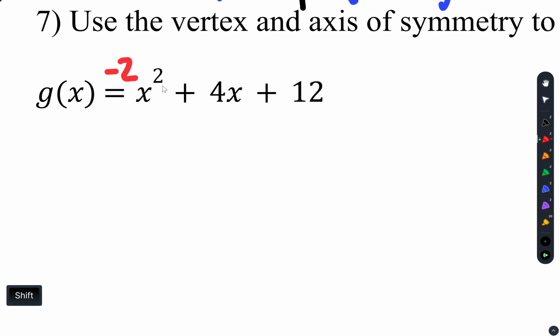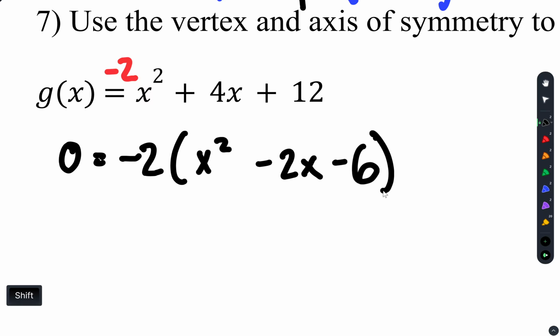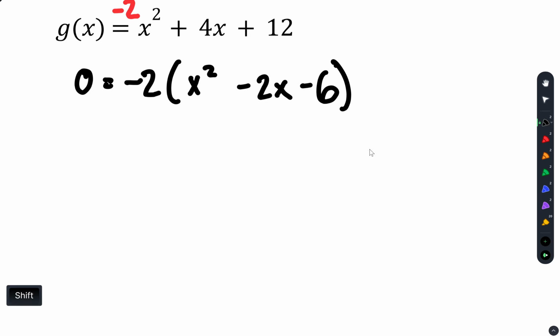If I were to factor this, my initial gut reaction would be to take out a GCF. And that's exactly what we're going to do here with completing the square. So let's first take that out. My GCF in this problem would be that -2. And I'm left with x squared minus 2x minus 6. You have a problem like this in your booklet, so make sure you're taking some notes here.